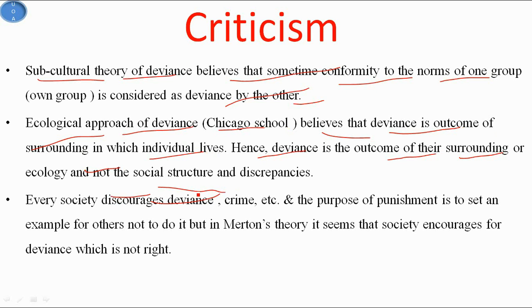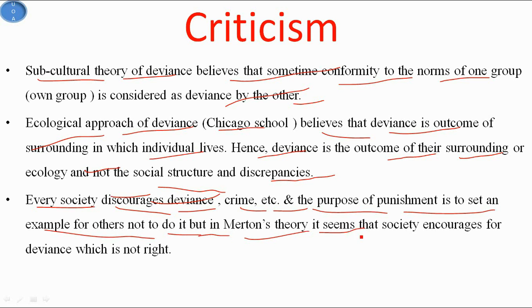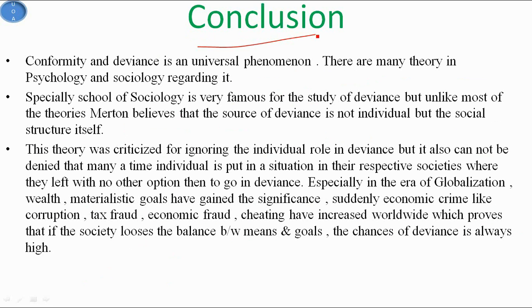Every society discourages deviance or crime, and the purpose of punishment is basically to set an example for others not to do it, but in Merton's theory, it seems that society encourages deviance, which is not right. So the final conclusion is that conformity and deviance are a universal phenomenon. There are many theories in psychology and sociology regarding it. Especially the Chicago school of sociology is very famous for the study of deviance, but unlike most theories, Merton believes that the source of deviance is not the individual but the social structure itself.